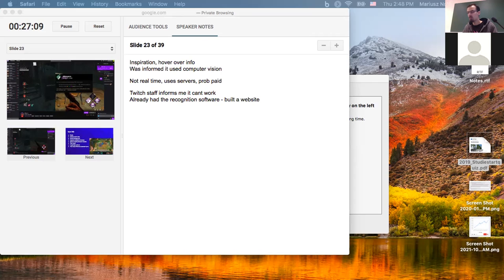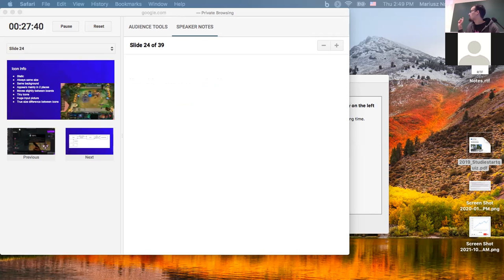So I did the next best thing. I built a website that takes in images and then runs them through an image recognition network. It's a transparent website that runs JavaScript to check mouse position and then give you information. So I did that without tying it to Twitch, because that was impossible. So why even bother?